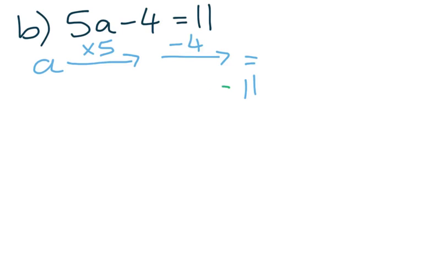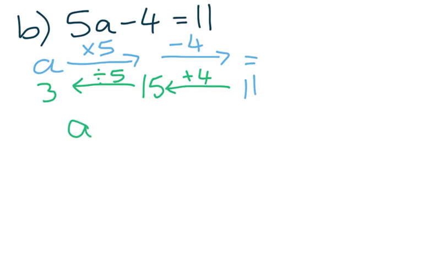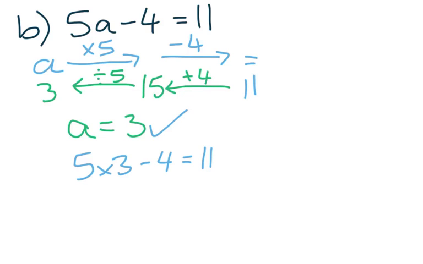Now when I go backwards to work out what we started with, I have to do the opposite. So take 4, the opposite of take 4 is +4. 11 plus 4 is 15. And then I do the opposite of times 5, which is divide by 5. And 15 divided by 5 is 3. So we get A equals 3. Now if we do a quick check of that, 5 times 3 take 4. Well, 5 times 3 is 15. 15 take 4 is 11. So we know that we've got our answer correct.